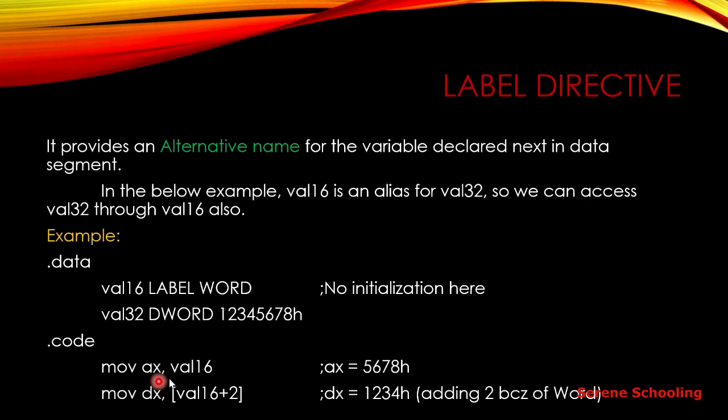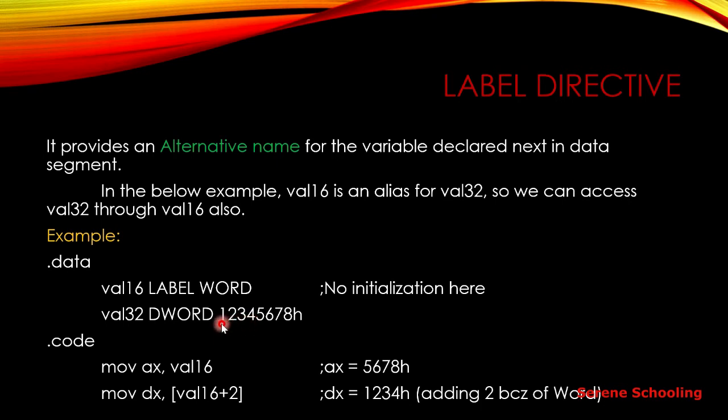But since this val16 is of type WORD, it is an alias for this variable. I am accessing this number through this variable, right? Because its type is WORD, it means that I can access 2 bytes from this number. And after moving val16 to AX, I am getting the lower part of EAX, or you can say the lower part of this DWORD, in the AX register. And what is the lower part? This 5, 6, 7, 8 is the lower part, 1, 2, 3, 4 is the upper part.